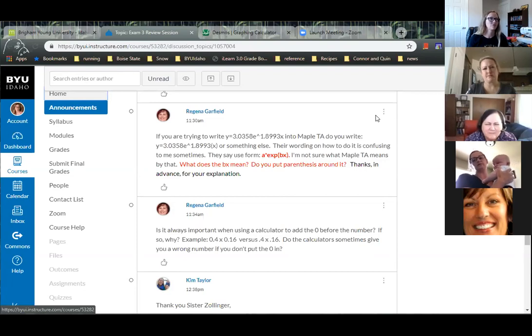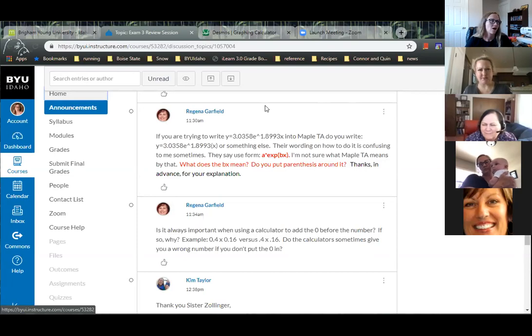So you definitely want to deal with that first. If we're plugging a number into something like this with x, say x was 5, I would really want to multiply my exponent first, 1.8993 times 5, and then I would do e raised to whatever that power came out to, and then last of all, multiplying by the 3.0358.